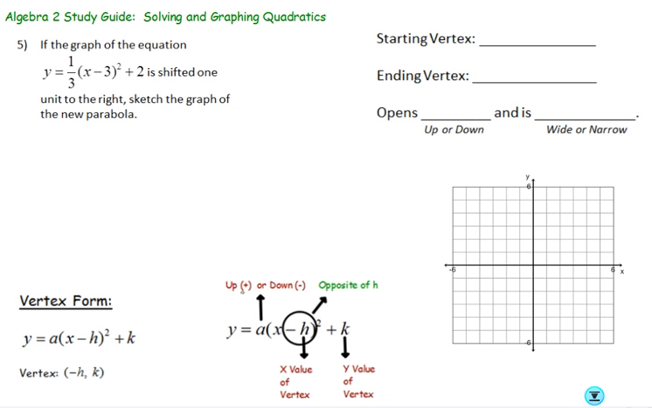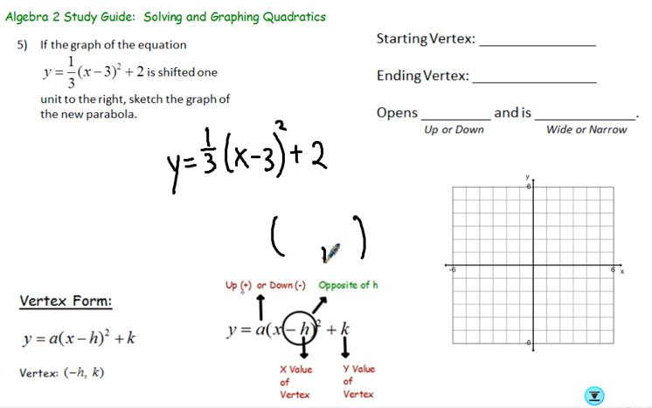So number 5 is actually also another graphing question that's in vertex form. So let's take a look at it. It says if the graph of the equation, and then they give you an equation, and I'm just going to rewrite it so I've got a little room to work here. y equals 1/3 times x minus 3 squared plus 2. And then it says if it's shifted one unit to the right. So if you shift something, you're moving something. Well, let's figure out where it would be before it gets moved, because it sounds like they're moving this thing somewhere.